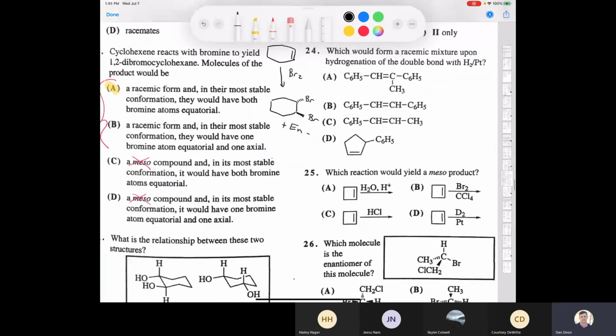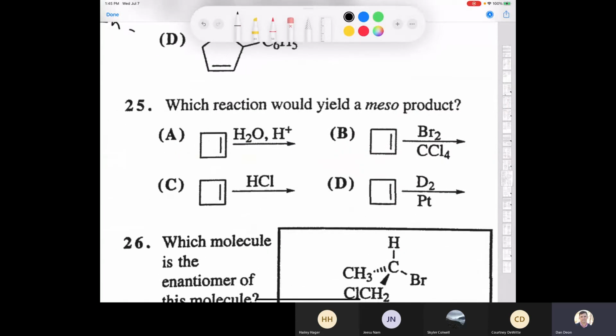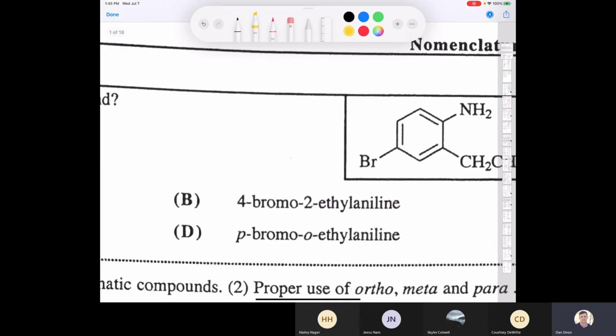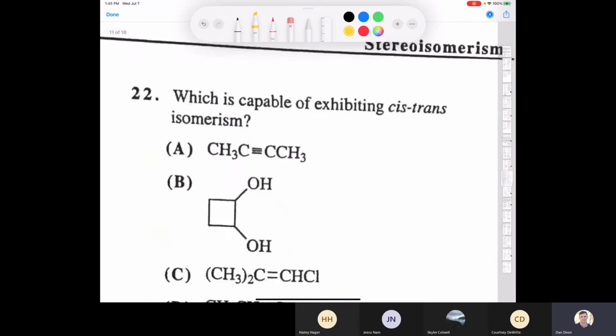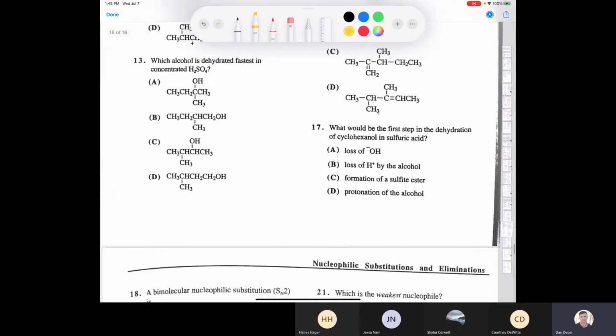Okay, let's try one more from this section. This is question number 25. Which reaction would yield a meso product? We have the same starting material, which is just cyclobutene, and you can add water, HCl, bromine, and deuterium. So D2 is the same thing as adding H2 to the molecule. It's like adding hydrogen.